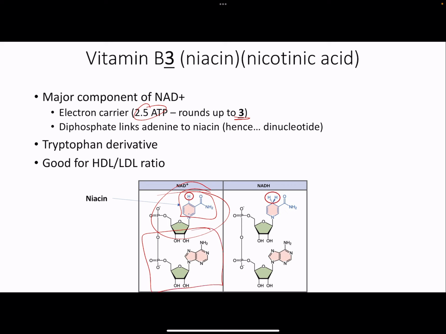This is made from tryptophan. Niacin is a tryptophan derivative. We can kind of see this aromatic structure here and then the aromatic structure in tryptophan, so it's not a huge leap. And randomly, it's really good for the HDL to LDL cholesterol ratio.